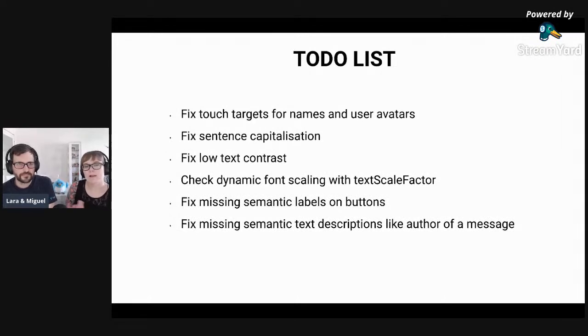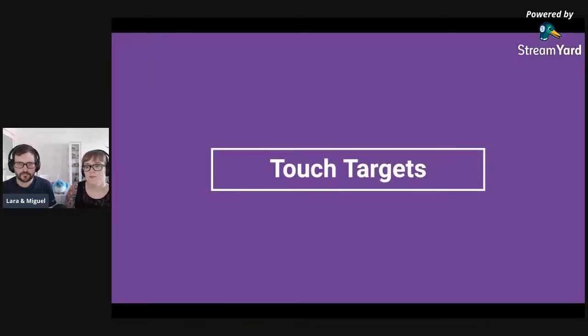So after evaluating our application, we came up with a list of issues that we need to fix. We need to fix touch targets. We need to fix the sentence capitalization, the low text contrast. We need also to check the dynamic font scaling and fix all the missing label semantics. So the first one we are going to fix is the touch targets.